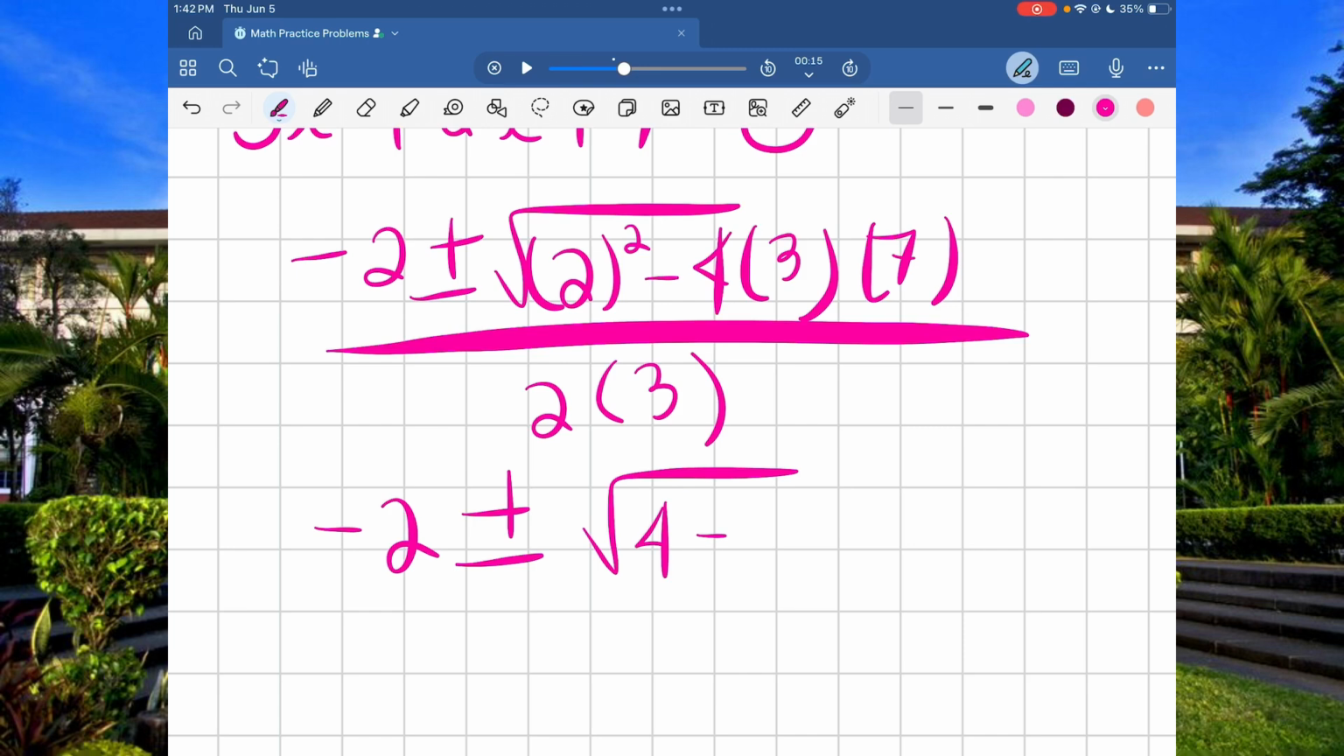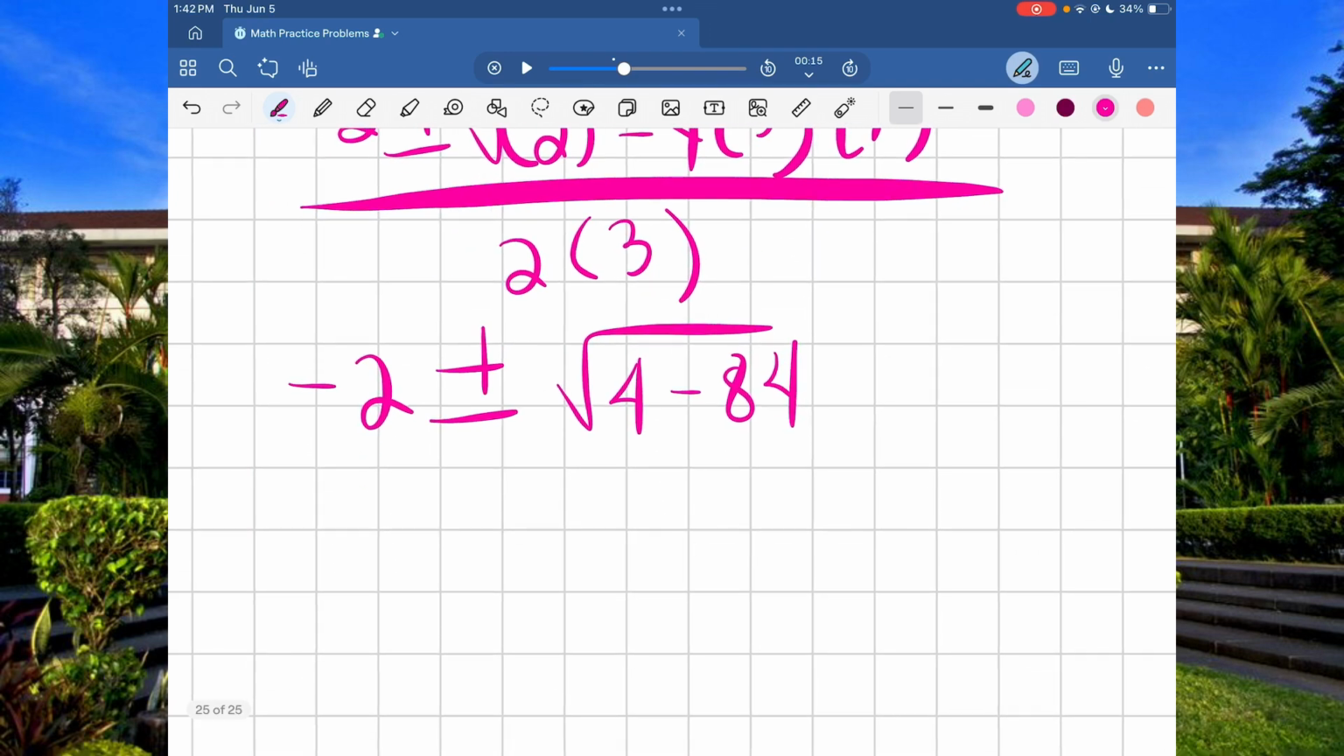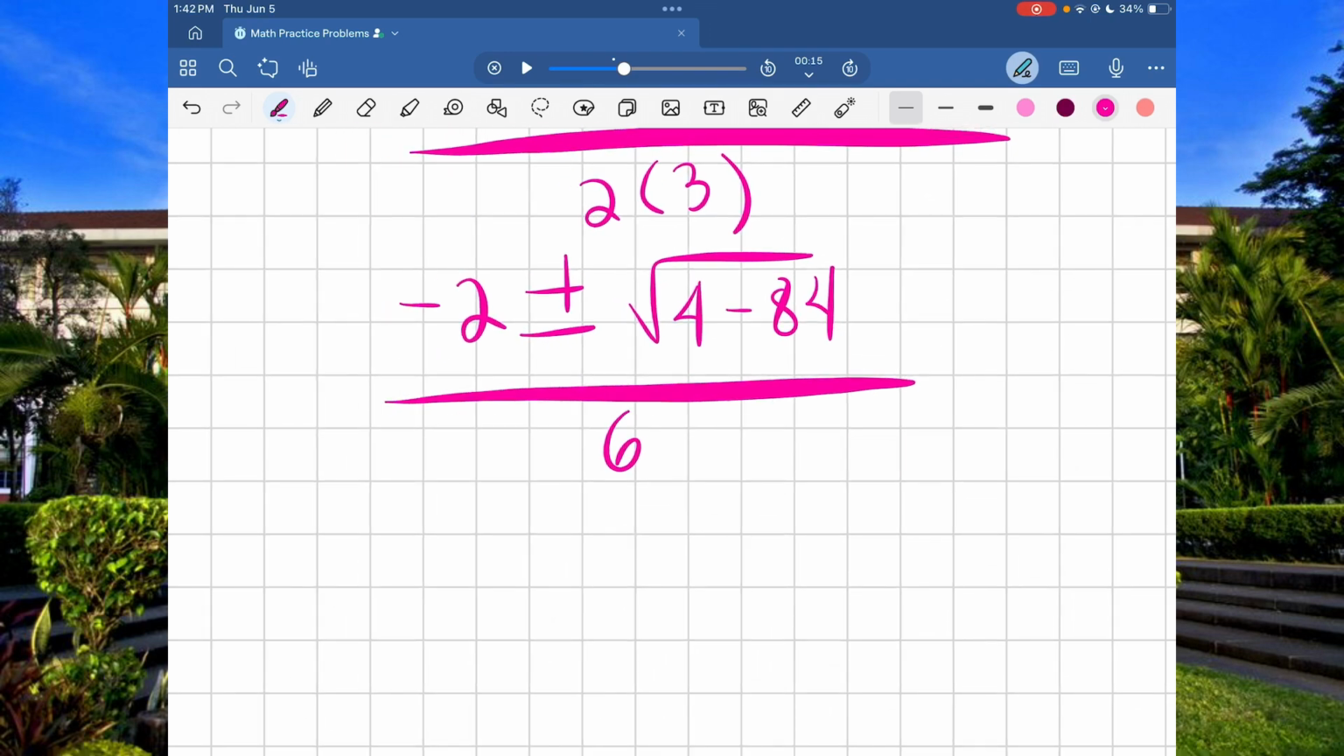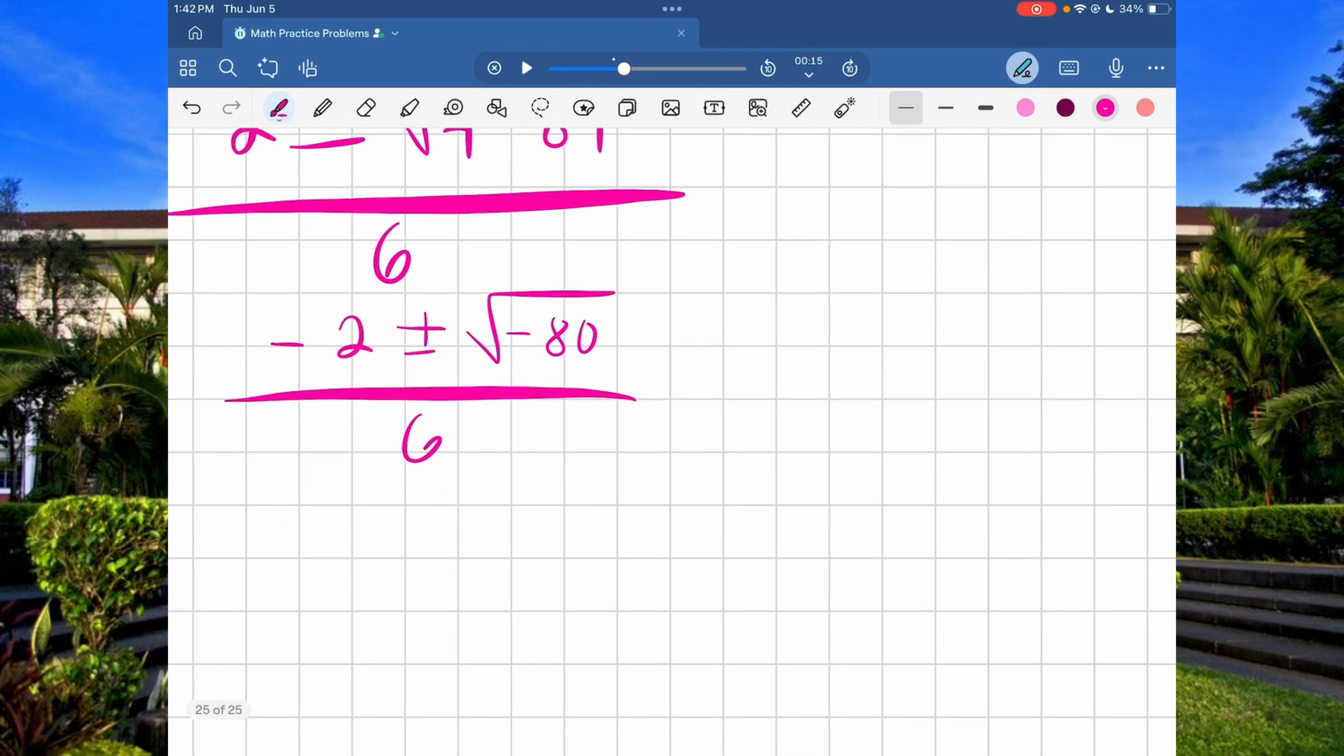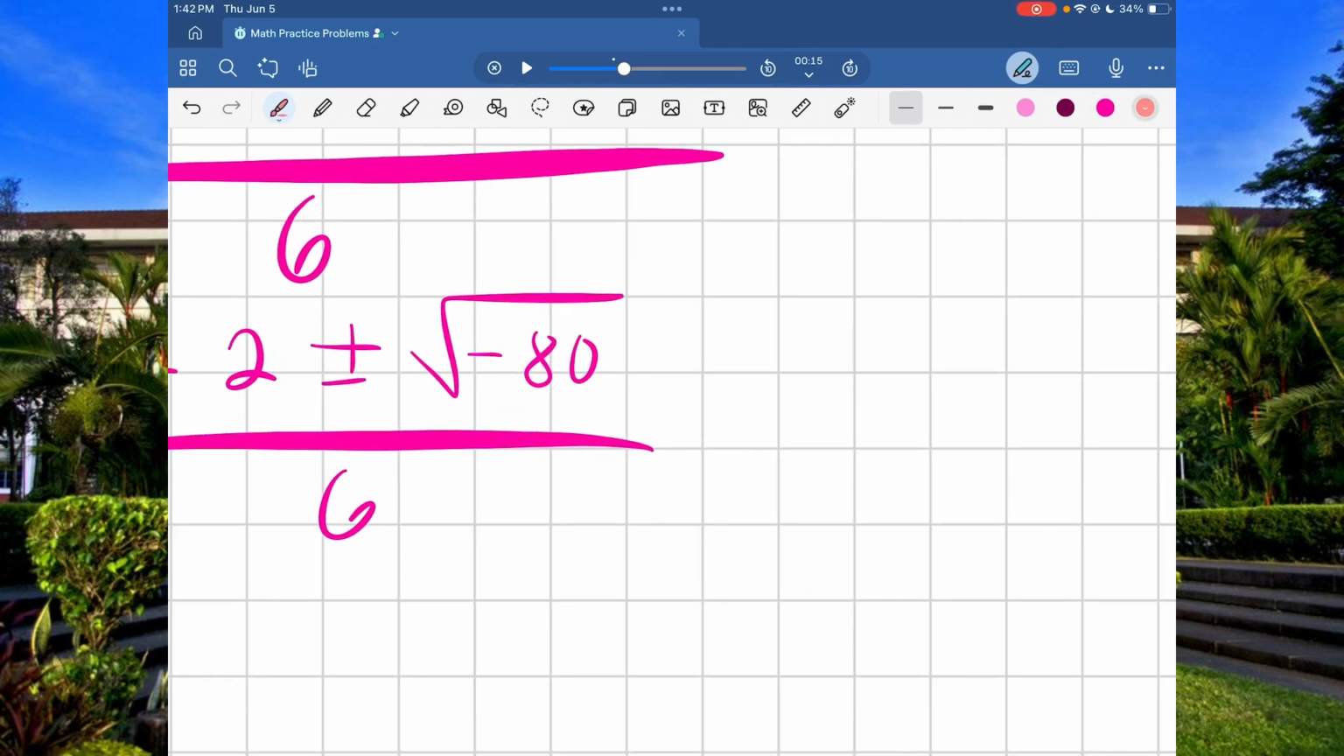You can just play this in a very fast way, but you can maximize your time. So 3 times 7 is 21 times 4, that is 84, divided by 6, is equal to negative 2 plus or minus the square root of 4 minus 84, which is negative 80, divided by 6. So we're going to factor out these values.